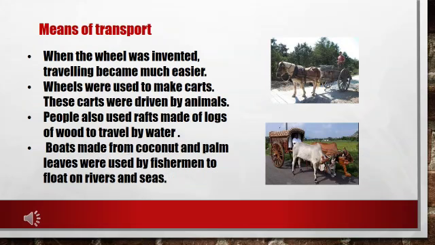When the wheel was invented, traveling became much easier. Wheels were used to make carts. These carts were driven by animals. As you can see in the pictures, people also used rafts made of logs of wood to travel by water. Boats made from coconut and palm leaves were used by fishermen to float on rivers and seas.